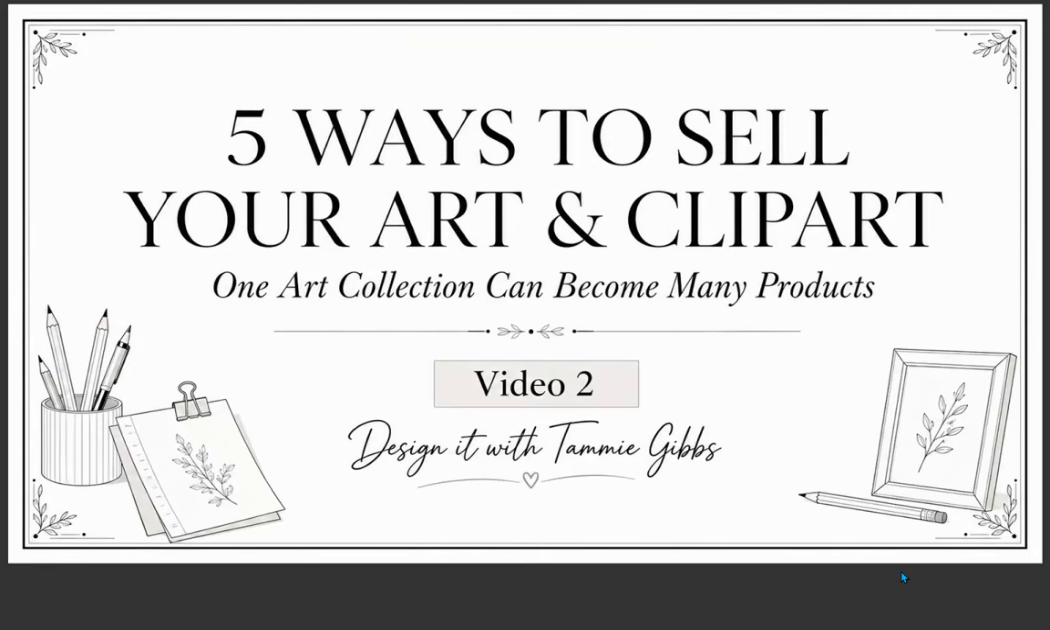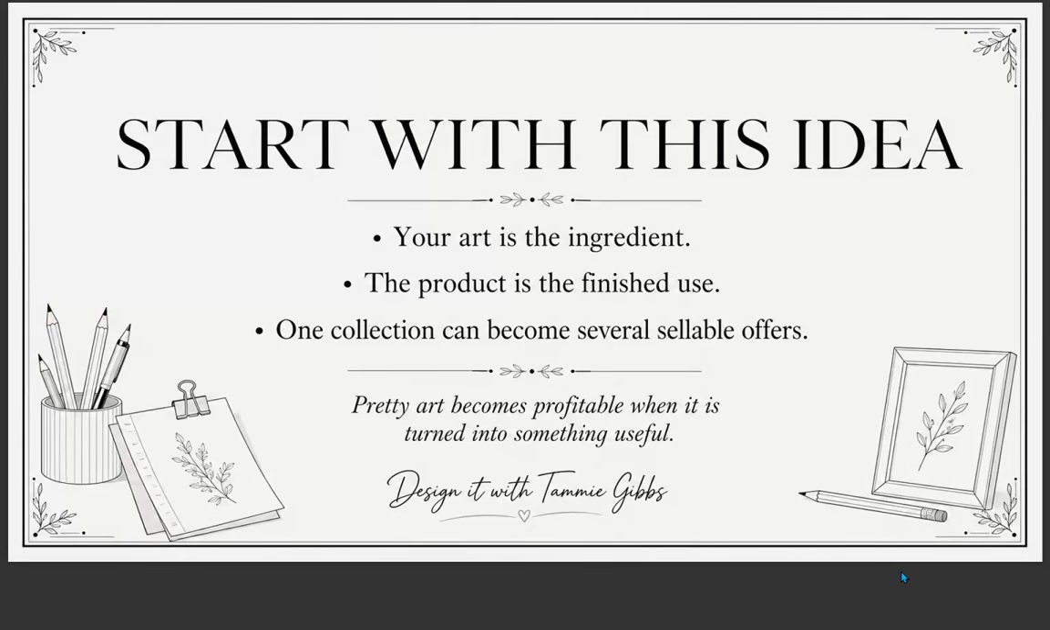So let's jump in. So let's start with this idea. Your art is the ingredient. We talked about this in the first video that we did in this series. The product is the finished use. One collection can become several sellable offers, and when you do that and you adapt your concepts and your art, it actually can help you build products faster, and they can appeal to a broader audience, and it also helps you not work quite so hard.